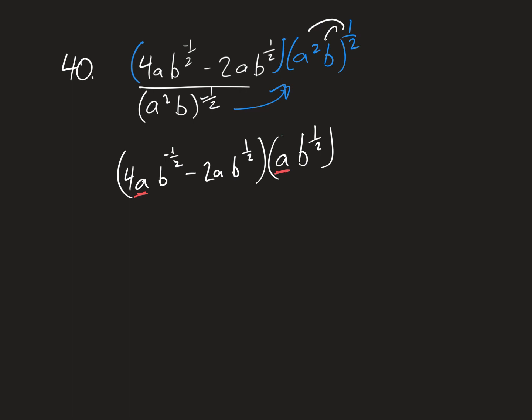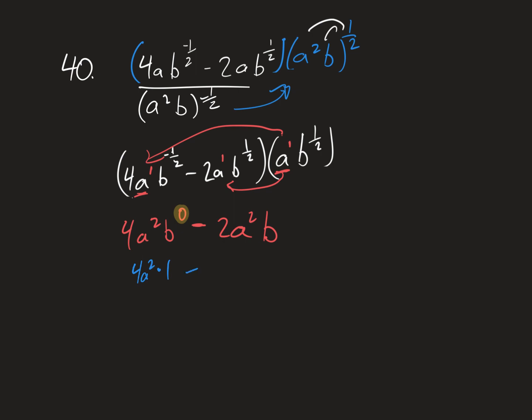So let's distribute this to the first term. I'll keep my 4. I have 1a here and 1a here to make a squared. And 1/2 and 1/2, that becomes b to the 0, negative 1/2 plus a half. Okay, so when I do that, I get that minus, when I distribute over here, 2a squared, because we got 1 and 1, and then 1/2 and 1/2 makes a full b. Okay, 1/2 plus 1/2. So now, remember, anything to the 0 power is just going to become a 1.